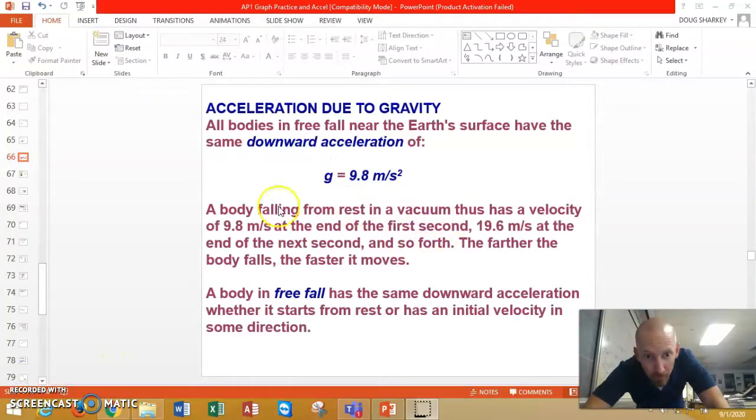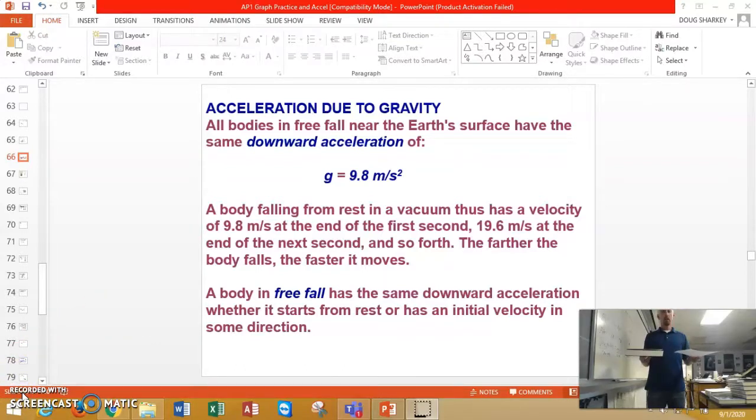Now, in all this verbiage here, they're talking about a body falling from rest in a vacuum. And this is a key term here. A vacuum is where you yank all the air out of a space. So if we could pull all the air out of our room here, then I could get 2 things to fall at the same rate. Things don't normally do this here on Earth because of air. Air causes friction. If I try to drop a book and a piece of paper at the same time, they will not seem to fall at the same rate. The book goes a lot faster.